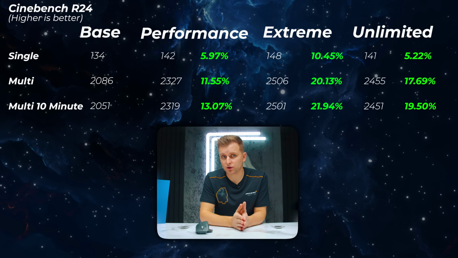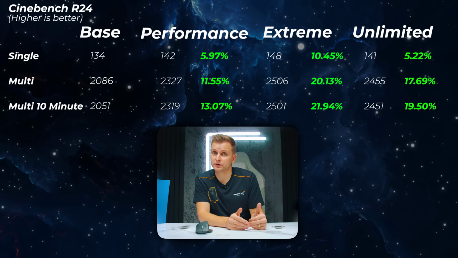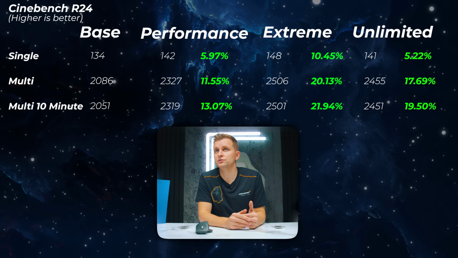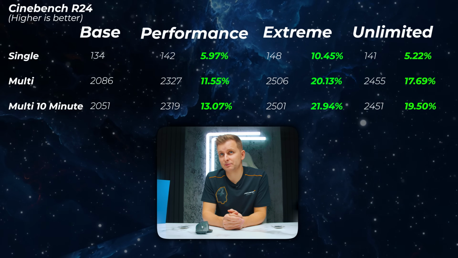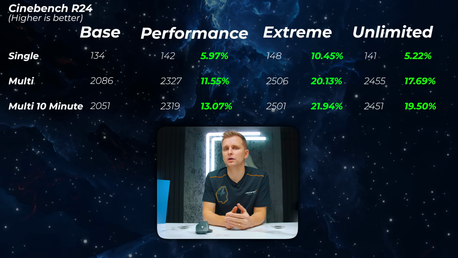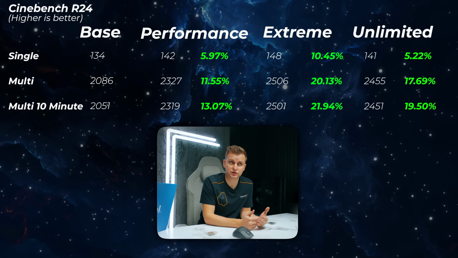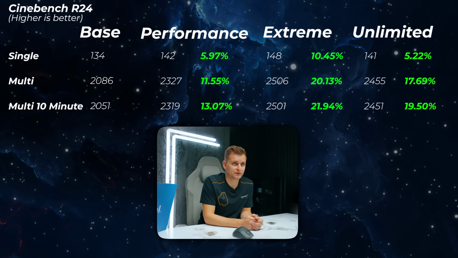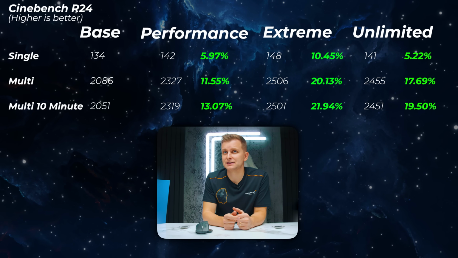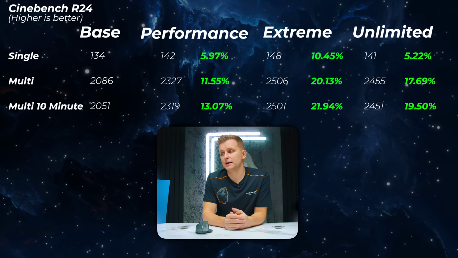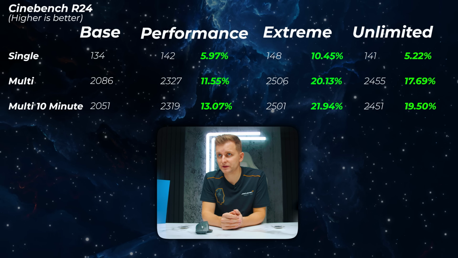Now, the multi-core score is where the bigger difference comes in, because the base is only pulling 125 watts, whereas the performance is 250 watts, but that only gives you an extra 12% performance for literally double the power draw. So if you're looking for a very efficient CPU and very efficient results, the base profile might be the one for you. Then the extreme takes it a little bit further and is about 20% faster than the base profile. That is when it can boost to 295 watts and then go down to 250.